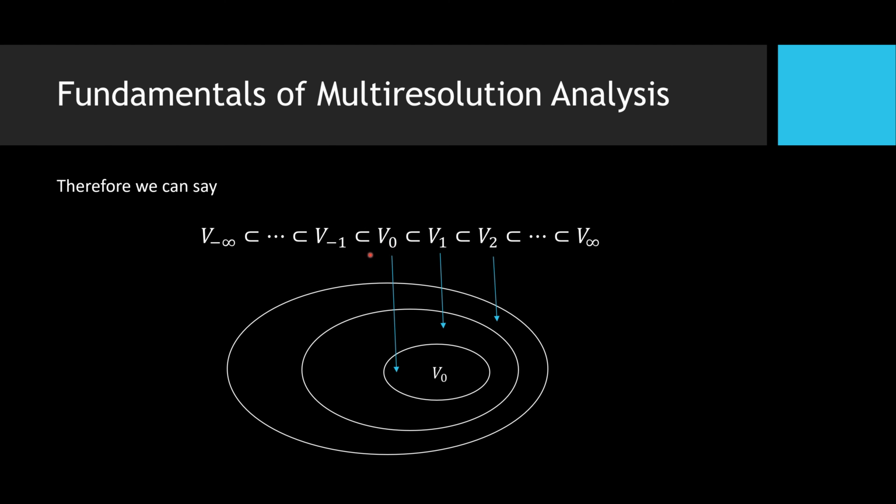Here we can see the lower resolution V0 is a subset of V1, and V1 is again a subset of V2. So the higher scales must also comprise the lower scales. This is the phenomenon where we are able to express psi of 0,0 of x in terms of psi of 1,0 and psi of 1,1 of x.